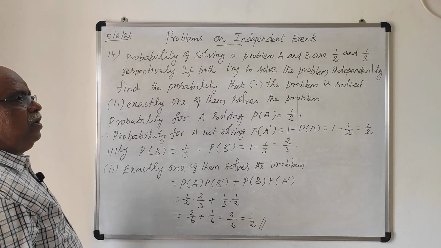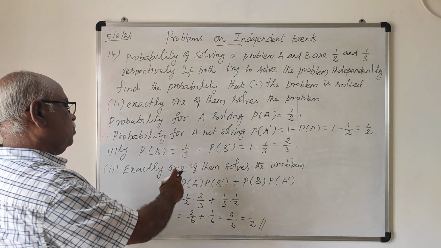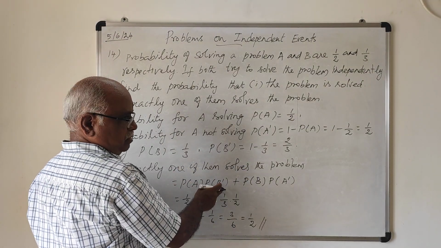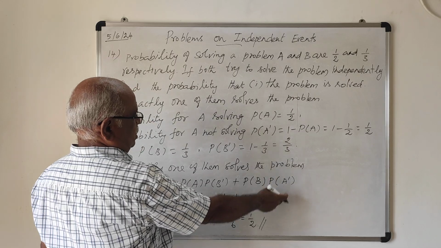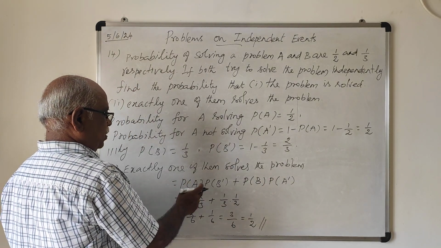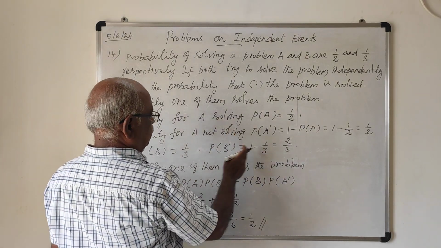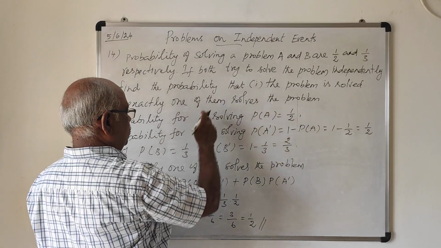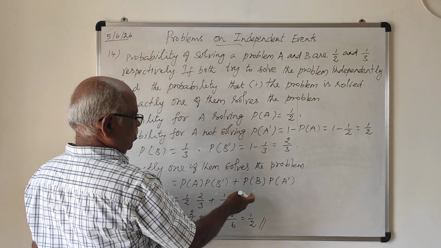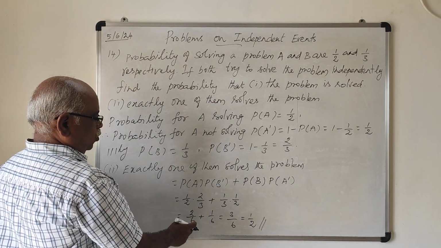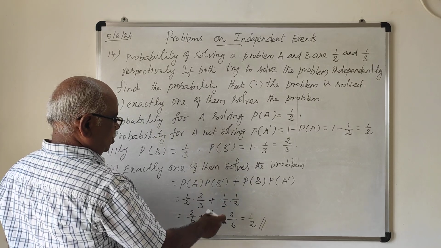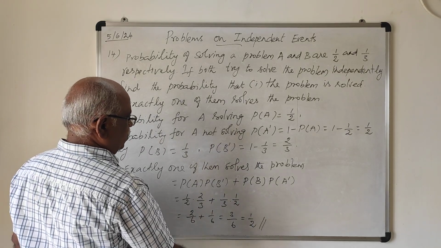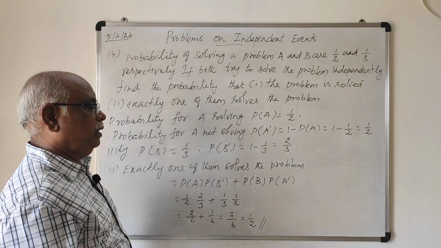So the probability that exactly one of them solves the problem is: if A solves, B does not solve; if B solves, A does not solve. In this case, P of A is 1 by 2, P of B dash is 2 by 3. Similarly, plus P of B is 1 by 3 and P of A dash is 1 by 2. So this is 2 by 6 plus 1 by 6, that is 3 by 6, that is 1 by 2, which is the required probability.